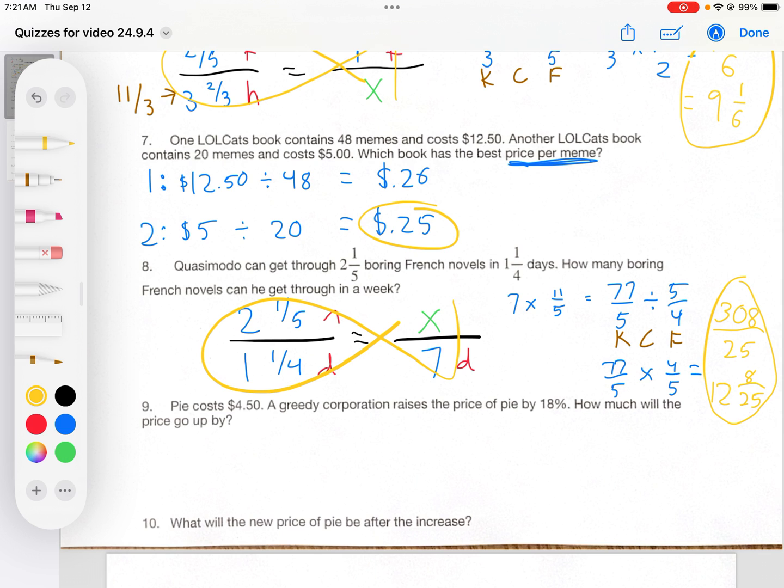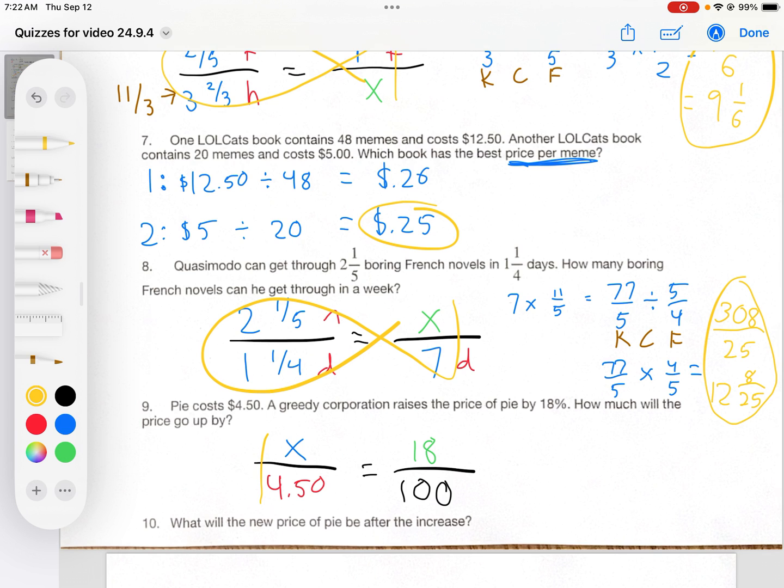Number 9, we're back to percents. Pi costs $4.50. A greedy corporation raises the price of pi by 18%. How much will the price go up by? And then number 10 goes with it. What will the new price of pi be after the increase? So I'm going to go ahead and put this down. Your original price is always your of. So that's $4.50. The price is going up by 18%. And we're trying to figure out what is 18% of $4.50 that the price is going to go up by. How much is the price going to increase?